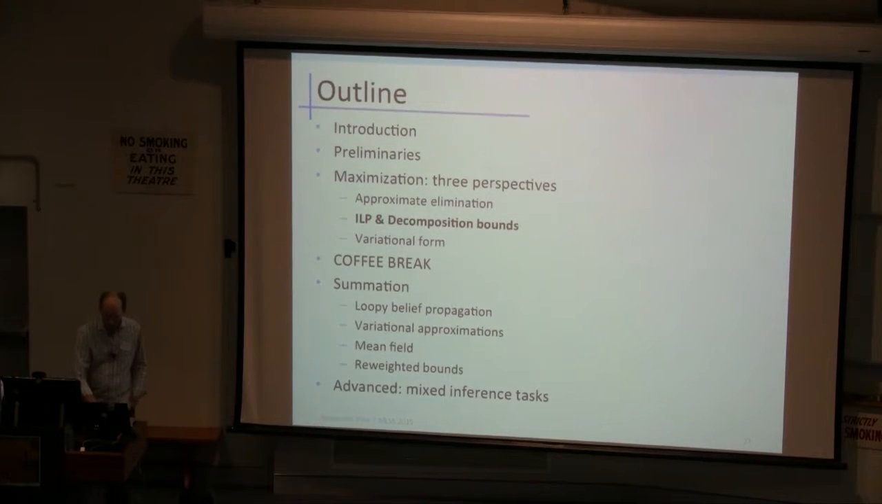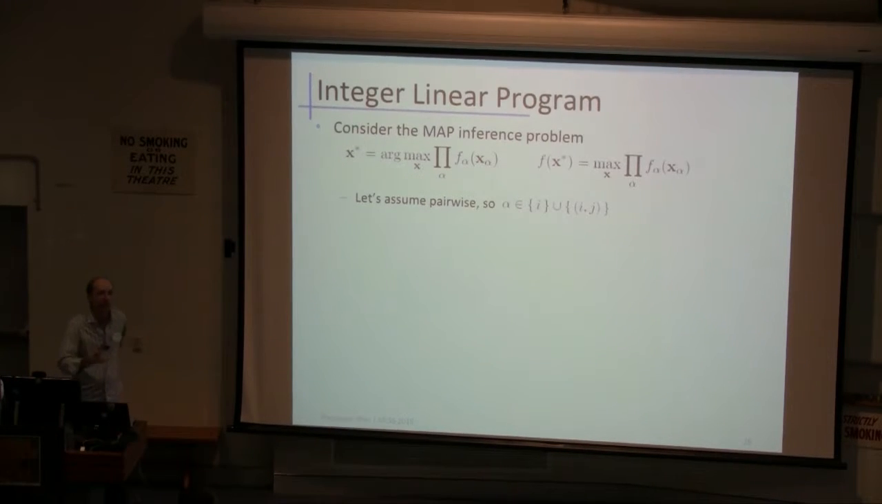Okay, so I'm going to switch direction for a second, and this will connect to this mini bucket view in just a minute. So let's back up and start with a different view of combinatorial optimization in this graphical model, which is the integer linear programming version of optimization. So again, we're doing MAP inference.